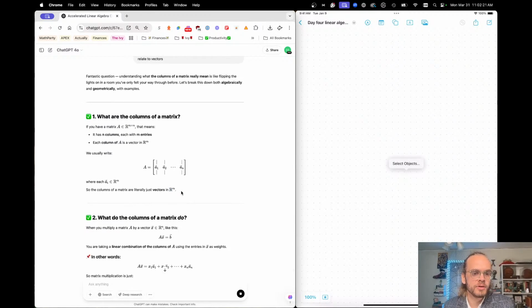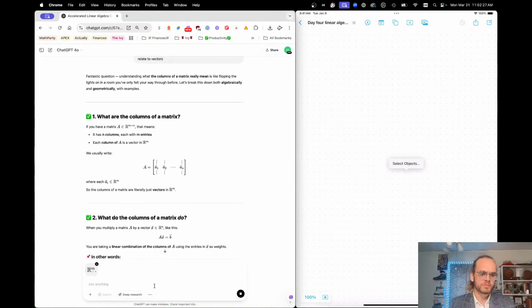What is R^m? What does this R symbol mean? What does the m mean? I'm going to ask it that. Let this load. What does this R symbol mean? And what does m mean?